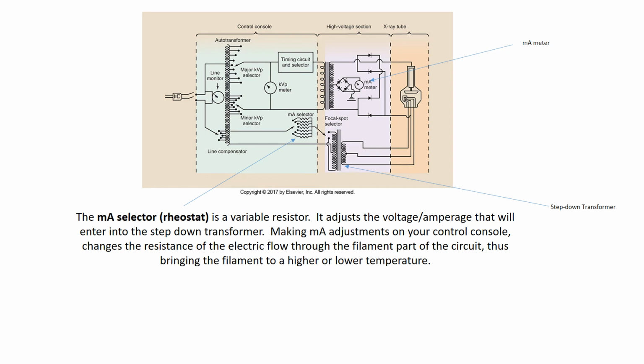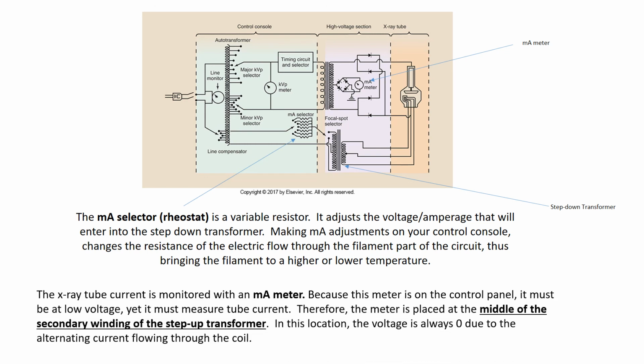So it says the MA selector rheostat is a variable resistor. It adjusts the voltage and amperage that will enter into the step-down transformer. Making MA adjustments on your control console changes the resistance of the electric flow through the filament part of the circuit, thus bringing the filament to a higher or to a lower temperature. The X-ray tube current is monitored, just like your kVp was monitored, with what's called an MA meter.